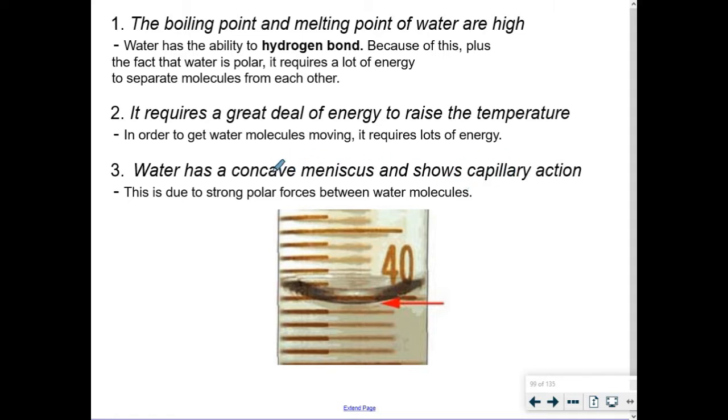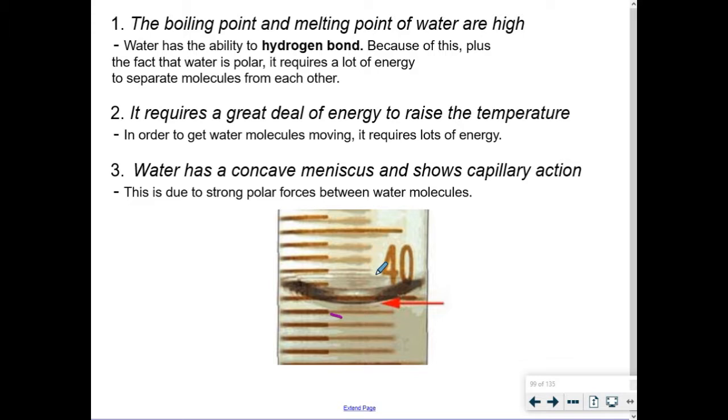Water has a concave meniscus. What that means is that water has the ability to kind of bend when you see it on the surface of a container. Have you guys seen this before, where water has the ability to bend a little bit there? And this we're going to learn more about in our biology unit, but due to this property, water is actually able to move itself up a plant.